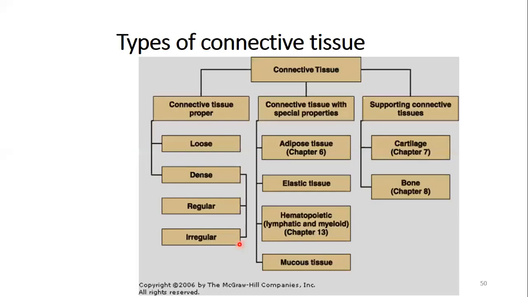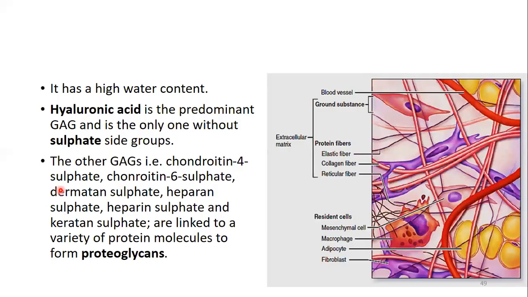Okay, so in the next session, we'll now look at types of connective tissue. We say we have connective tissue proper, which is loose and dense connective tissue. Then we have specialized connective tissue, which is formed of adipose tissue, elastic tissue, mucoid or myeloid connective tissue, mucous connective tissue, then finally you have bone and cartilage. So this is where we end for today.